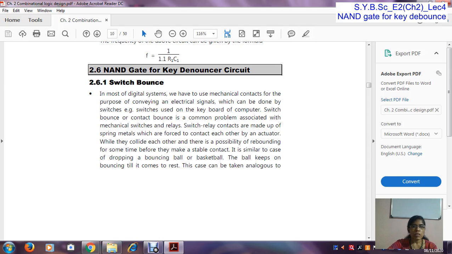In most digital systems, we have to use mechanical contacts for the purpose of conveying electrical signals, which can be done by switches. For example, switches used on the keyboard of a computer.